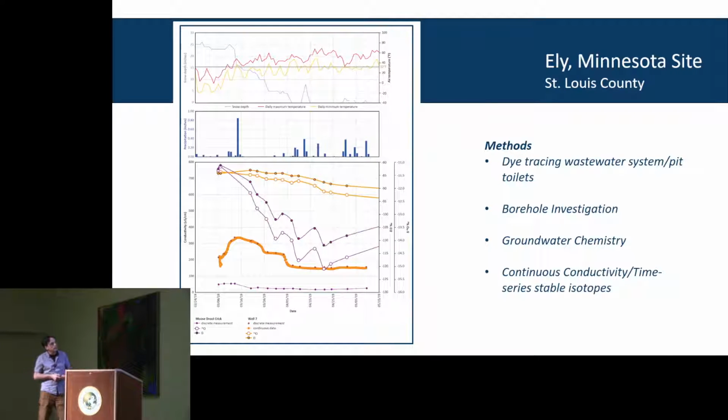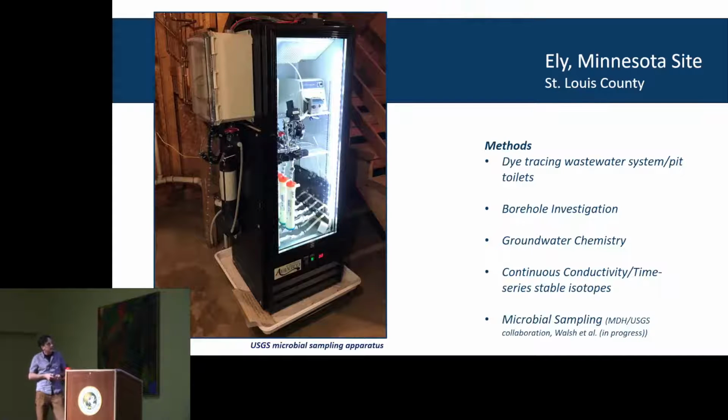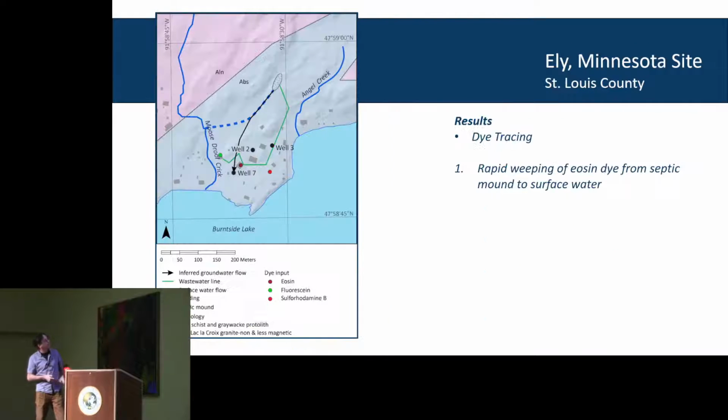And then we also collected a fair amount of continuous data. So we deployed continuous conductivity sensors, and then we also collected some time series stable isotopes. And then lastly, Jim at the MDH had a separate contract with the USGS for microbial sampling at several of the wells at the project site. The microbial sampling basically ran well water through these kidney dialysis filters, and then they were sent to a lab in Wisconsin that could tell you all about the microbes that were present. I honestly don't know a whole lot about that.